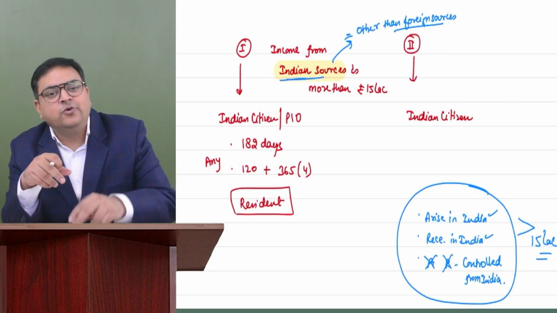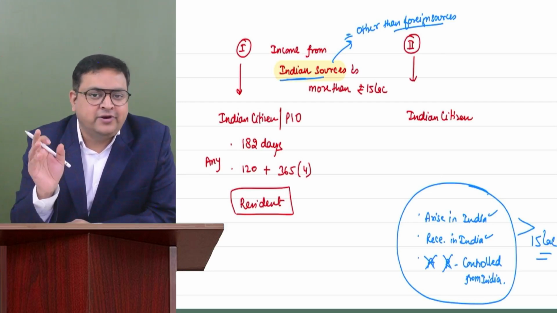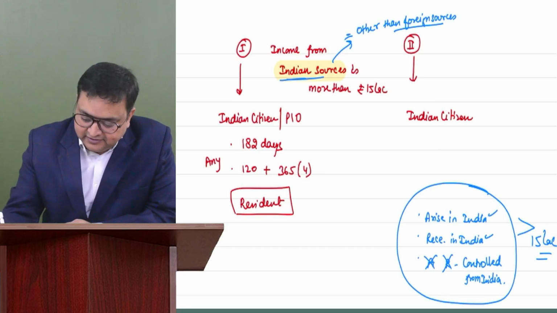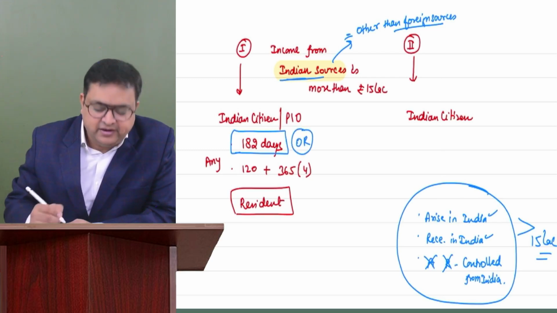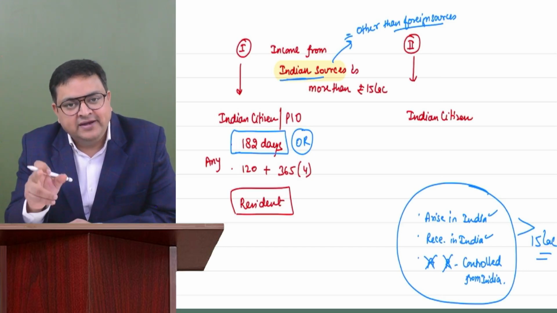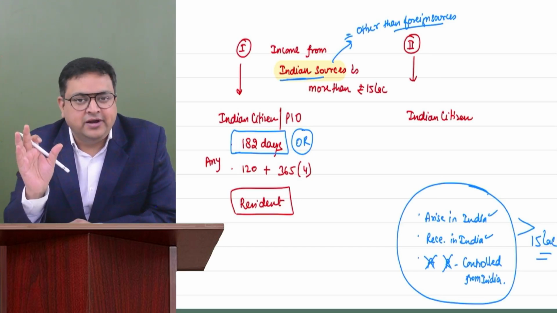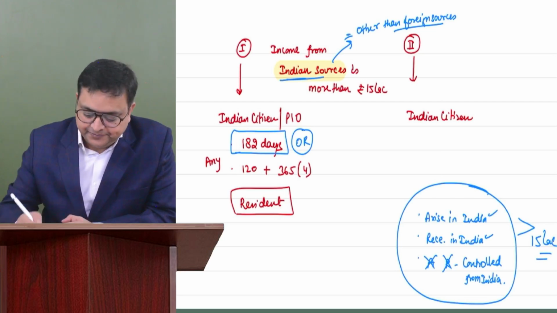It has its own criteria of determining the ordinary or not ordinary residential status. So how do we have to see? If this person is in India for 182 days or more, this person will become an ordinary resident. If this person is satisfying 182 days or more, then ordinary resident, otherwise not ordinary. Got it? I'm again repeating.